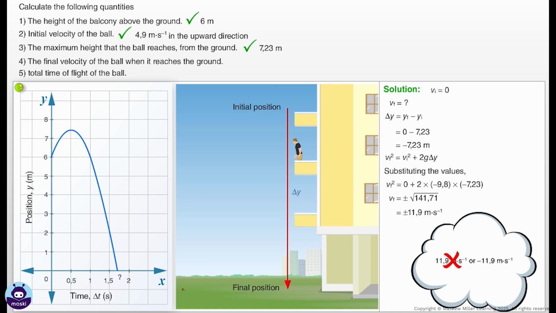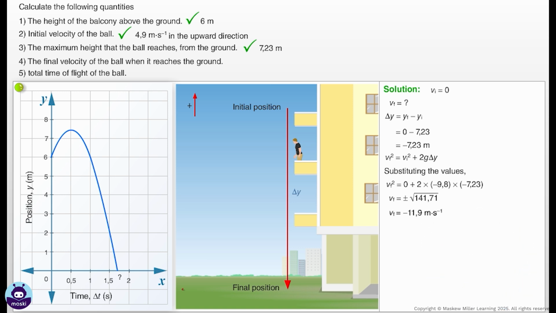Here, the final velocity when the ball hits the ground will be in the downward direction, and the upward direction is the positive direction. Hence the final velocity cannot be positive. It is negative. Vf equals negative 11.9 meter per second. The final velocity of the ball when it reaches the ground is 11.9 meters per second in the downward direction.